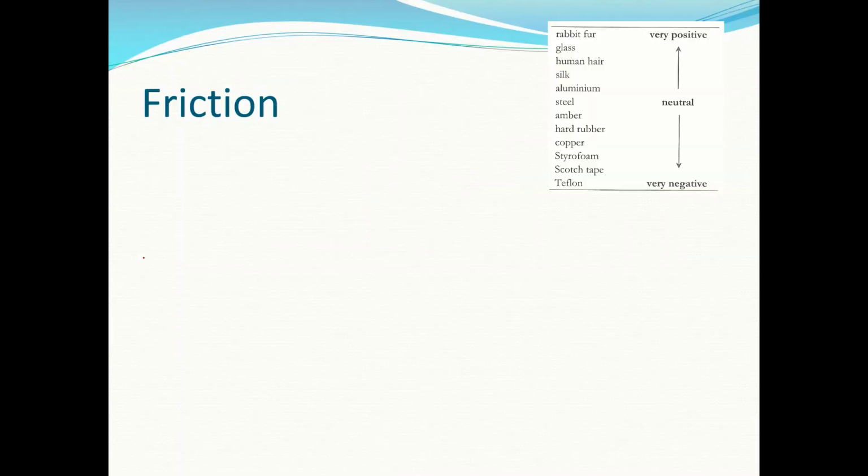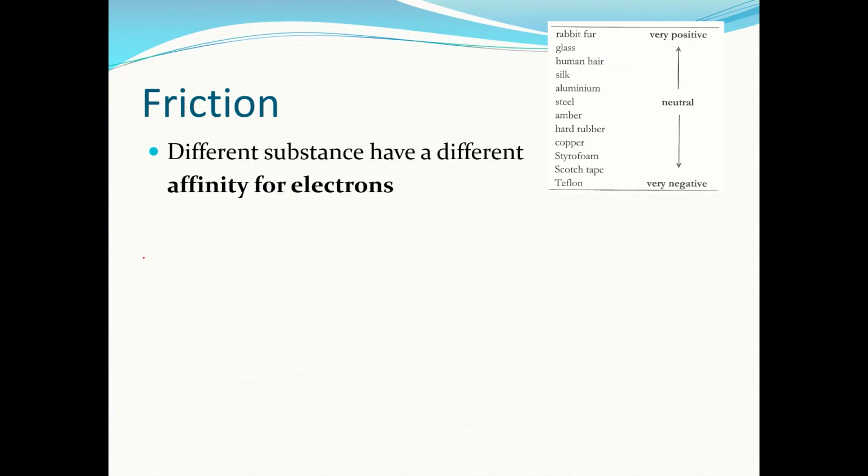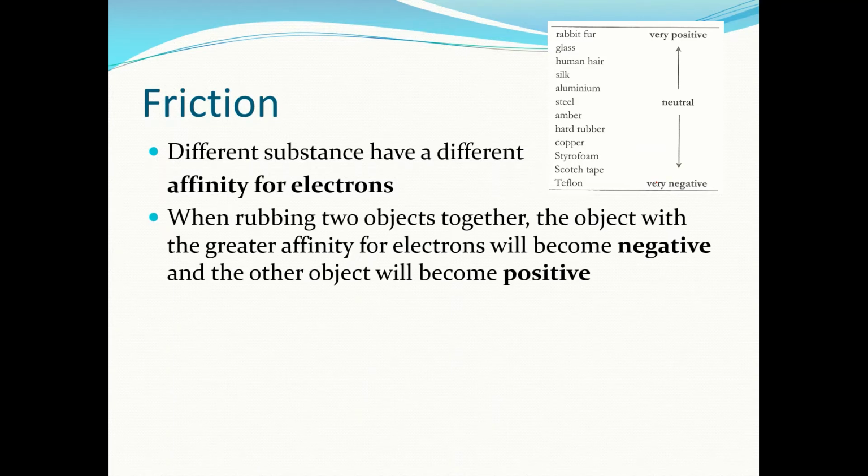So why do things get charged up? Well, different substances have a different affinity for electrons. And affinity just means how much you like electrons. So for example, rabbit's fur doesn't like electrons, but likes to get rid of its electrons. It becomes very positive. Teflon likes having extra electrons, so it becomes very negative. It's just a property of the substances.